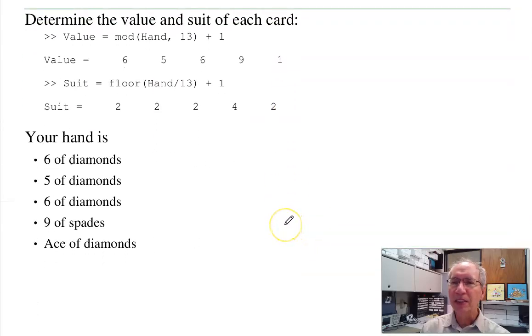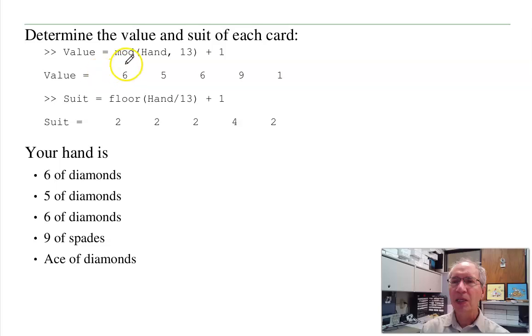Once I have my hand, determine the value and the suit. Now the hand, mod 13 plus 1 is the value. That's the numbers 1 through 13, ace through king. The suit is the floor of hand over 13 plus 1. This is 1 to 4: clubs, diamonds, hearts, spades. So for example, the hand that I dealt is the 6 of diamonds, the 5 of diamonds, the 6 of diamonds, the 9 of spades, the ace of diamonds. So actually, if I was playing poker, I'd probably go for a flush. But that's my hand.